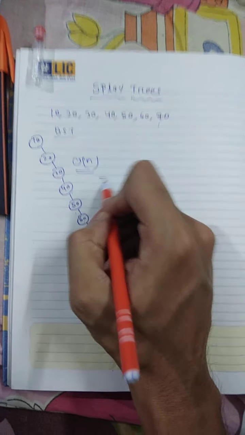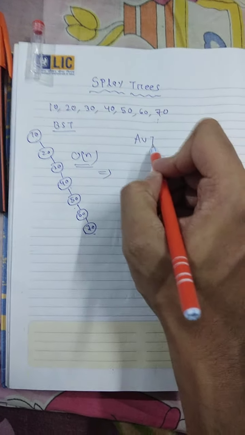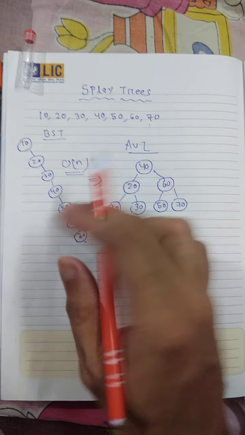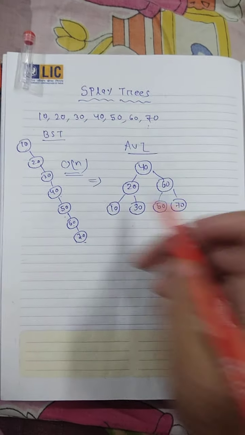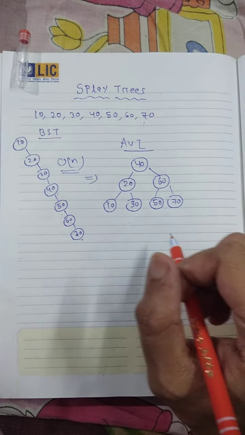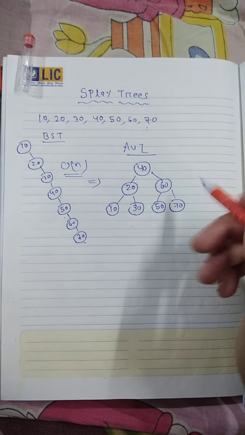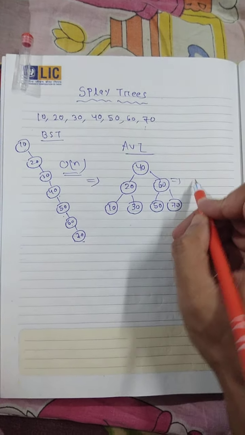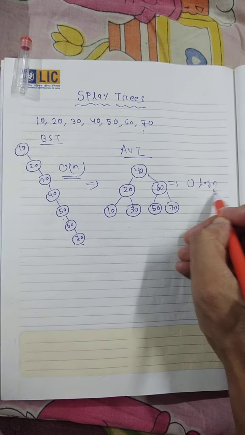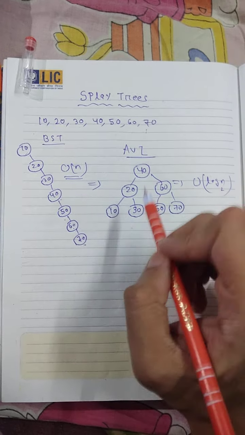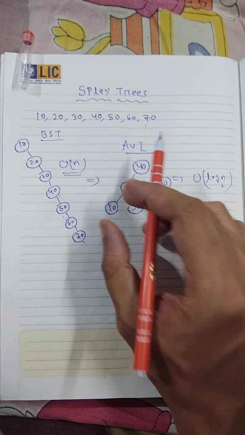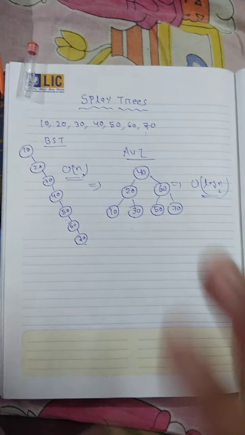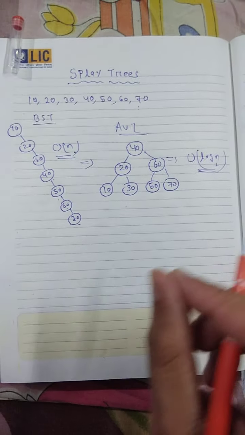If you convert this tree into an AVL tree using rotation, then you get this type of tree, a balanced tree. So in this case, if you search for the element 70, what is the worst case time complexity? Order of log n base 2. That means using an AVL tree, you reduce the time complexity from order of n to order of log n. But a special case can happen.